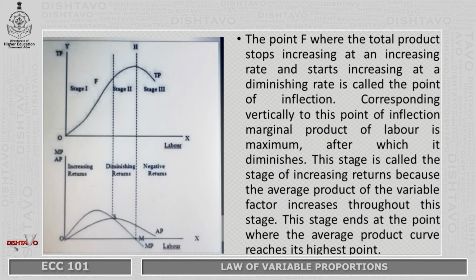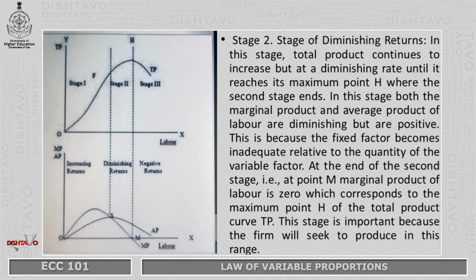This stage is also called the stage of increasing returns because the average product of the variable factor increases throughout this stage. This stage ends at the point where the average product curve reaches its highest point. Then we move to stage 2, also known as the stage of diminishing returns.